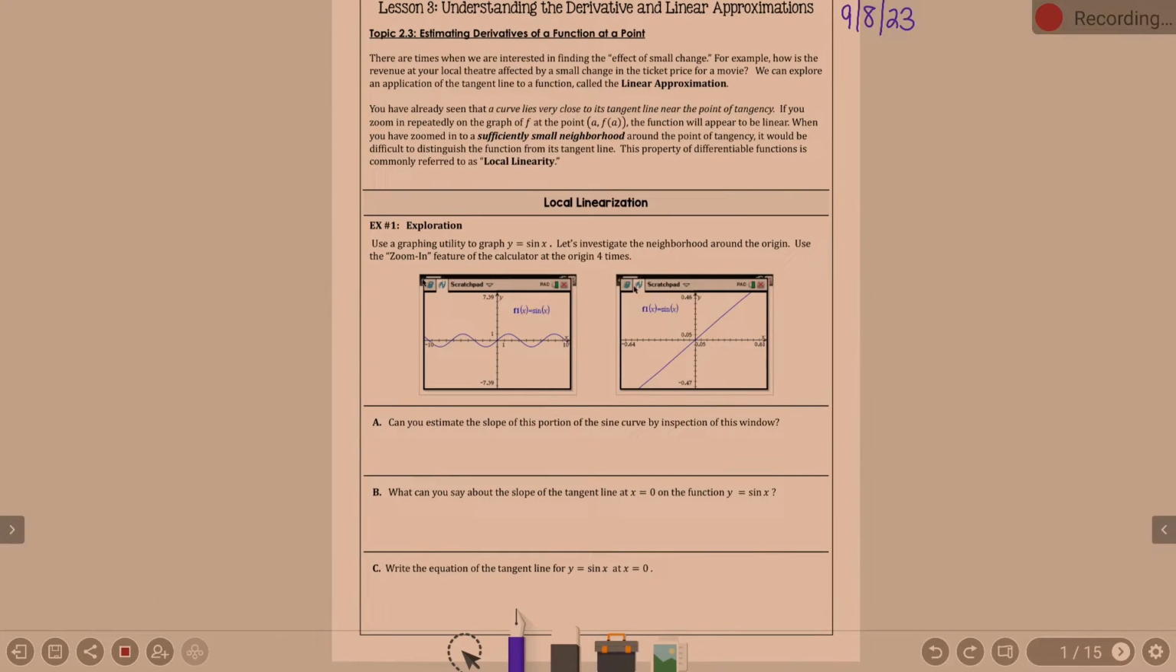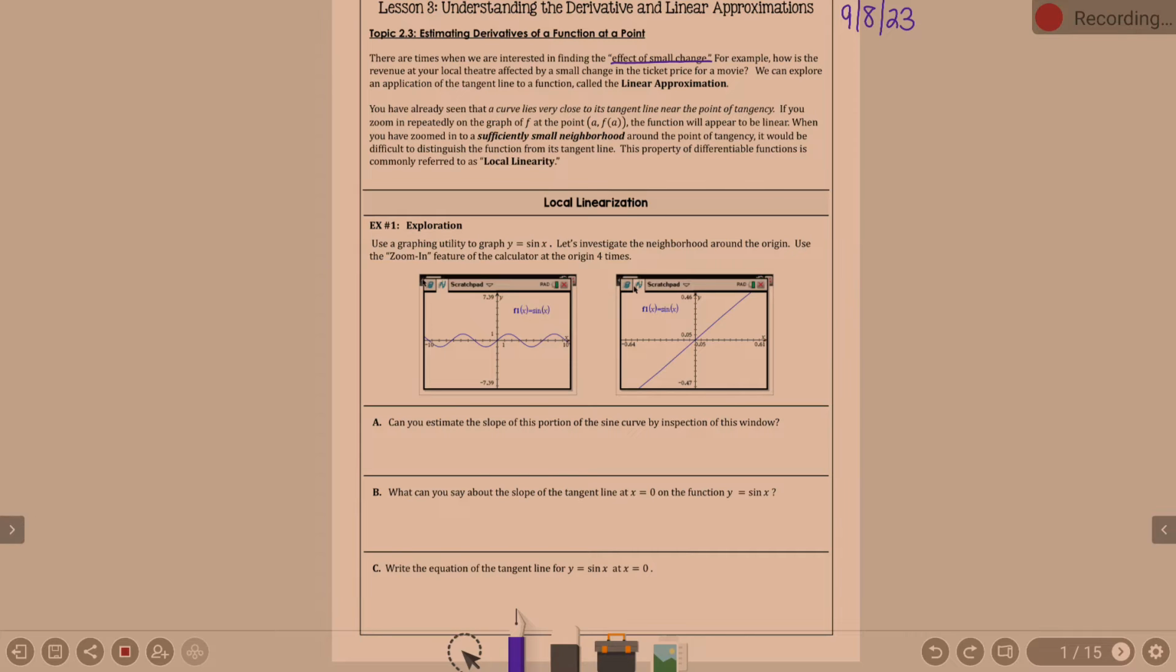Lesson 3, understanding derivative and linear approximations. So there's times when we're interested in finding, notice it says effect of small change. Because remember when we've done that derivative where we have the point A, and then A plus H, where H is a tiny distance away. You're trying to get them to be 1 point.